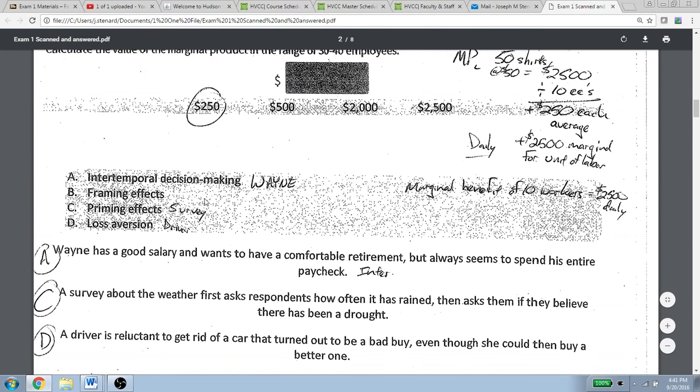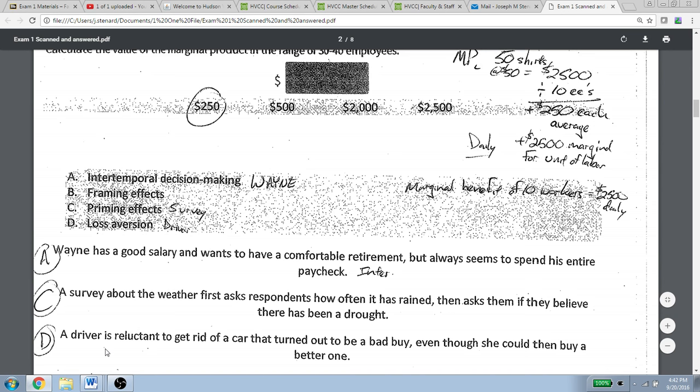So moving right along, we have a couple different choices: intertemporal decision making, framing effects, priming effects, and loss aversion. Wayne has a good salary, wants to have a comfortable retirement, but always seems to spend his entire paycheck and never saves it. That is intertemporal decision making. A survey about the weather first asks respondents how often it has rained, and then asks them if they believe there's been a drought. That is, of course, the priming effect.